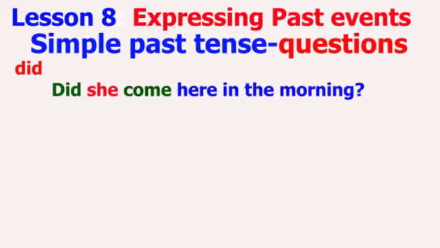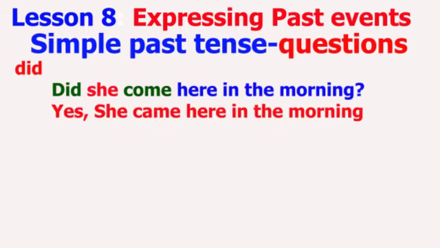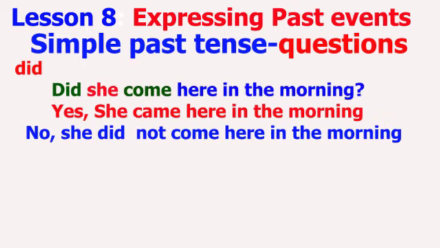Okay, and if you are considering yes or no questions and the answers, you are going to say yes, she came here in the morning, or no, she did not come here in the morning. So for yes you are using positive sentence, and for no you are using negative sentence. For yes you must follow the structure of the positive sentence, and for no you must follow the structure of the negative sentence, which we have talked about.